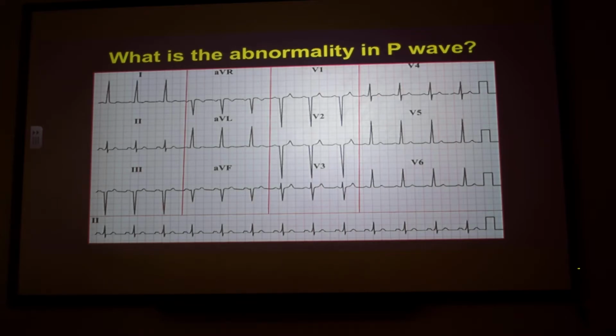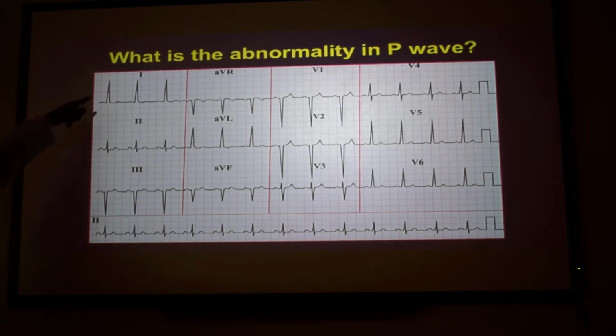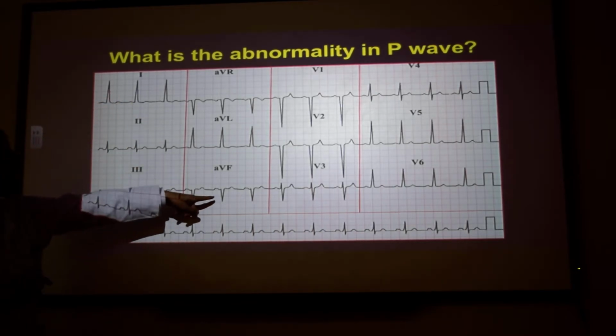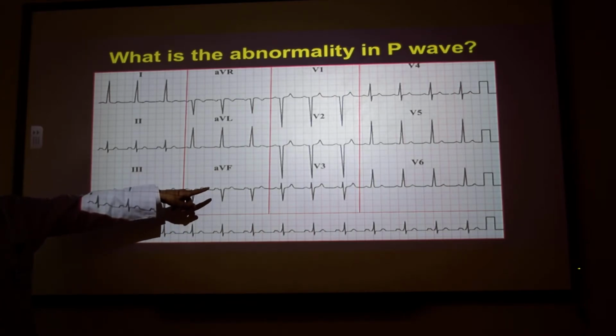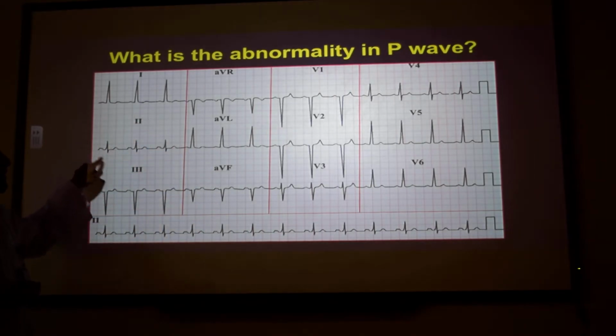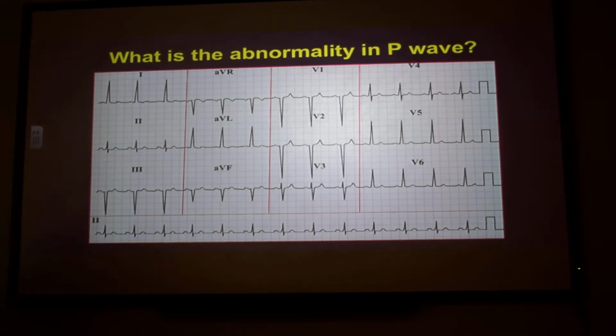The bifid P wave. That's a bifid P wave, by the way, and that's important to recognize. So lead 1 is positive, AVF is negative. So we think, oh, maybe there is left axis. But I have to compare with lead 2. Lead 2 is positive, so the axis is normal. It cannot be left axis.